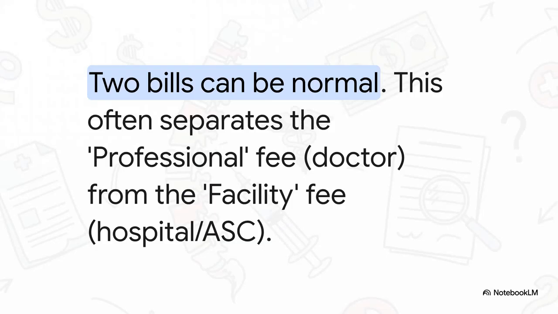And here's something that throws a lot of people for a loop. Getting 2 different bills for the exact same procedure can be totally normal. This usually happens when you have a professional fee, that's for the doctor's brain and hands, and a separate facility fee for using the surgery center's room and equipment. Same day, same injection, 2 totally separate and correct bills.